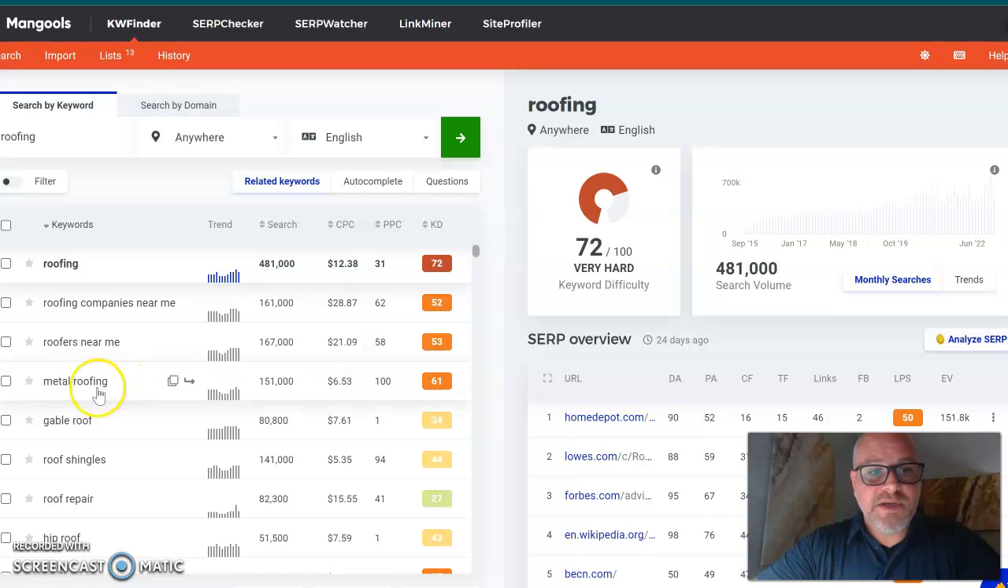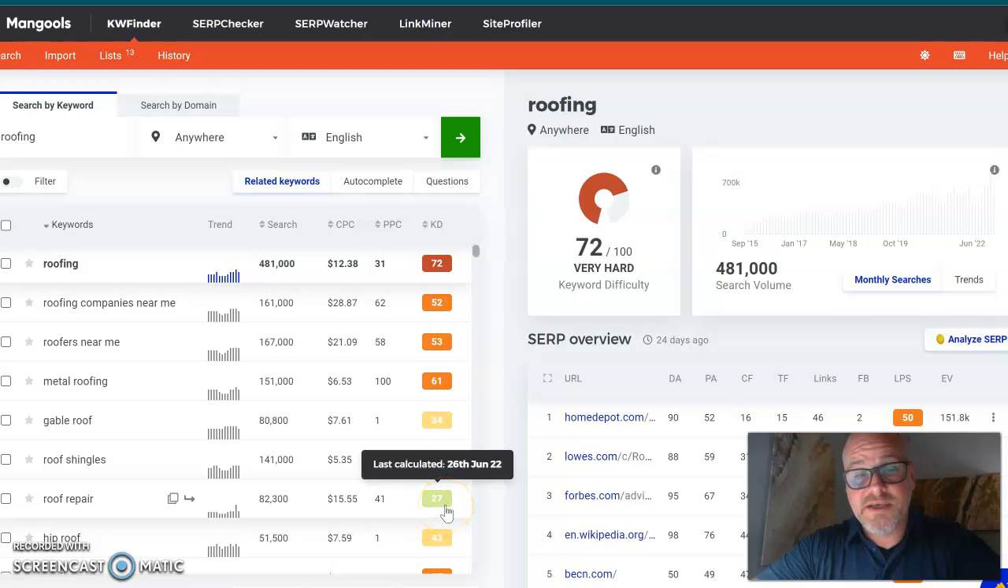Whereas if you specialize in like metal roofing, cost per click is about half that. And the keyword difficulty is a little easier to obtain. And we're still in the 151,000 range, so not bad at all. Roof repair, even better. Cost per click's higher, but keyword difficulty is also a lot easier.